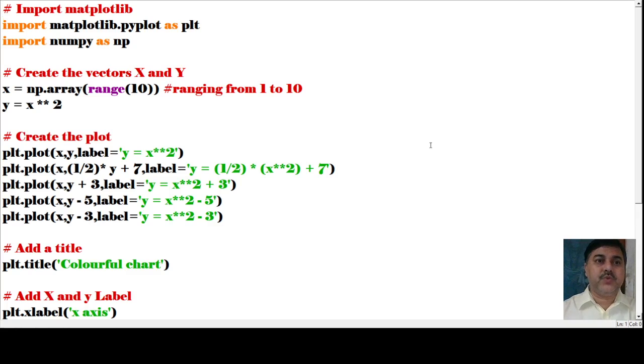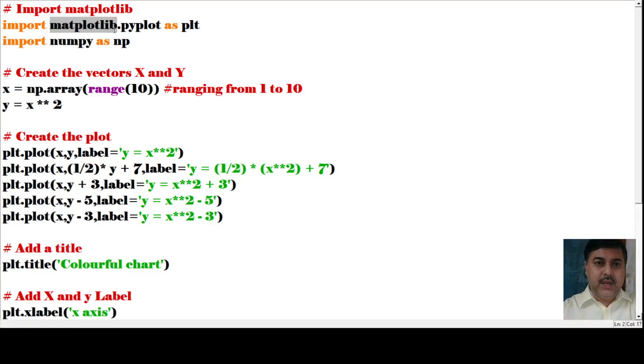ranges. First and foremost, what I have imported here is matplotlib, and numpy. So import matplotlib; under matplotlib I have imported pyplot, which is a part of matplotlib. Pyplot has been imported here as plt, and next we have numpy.